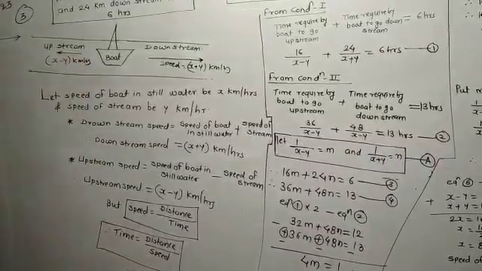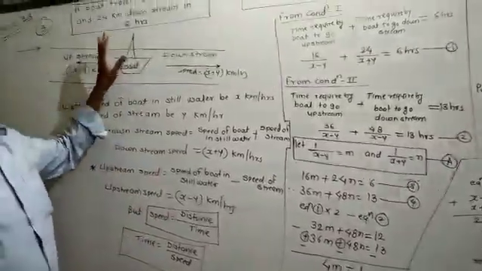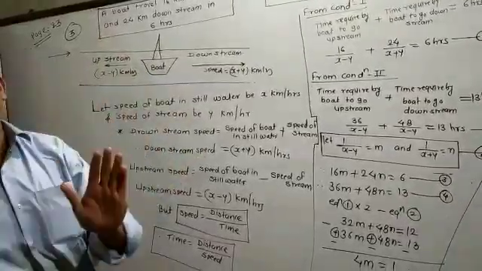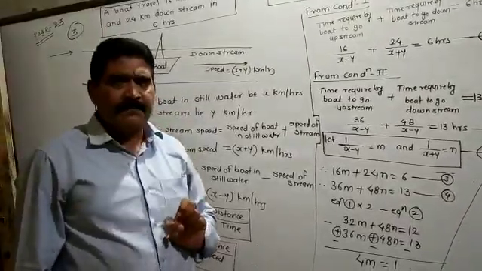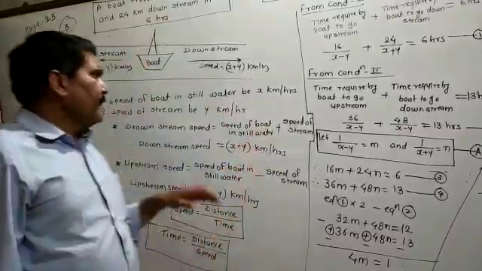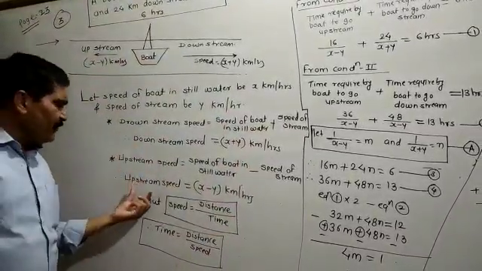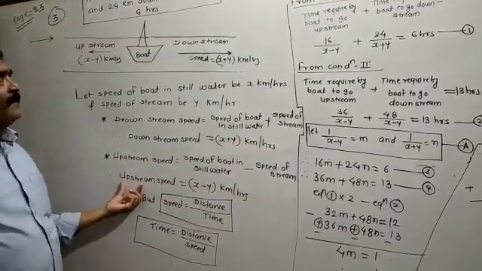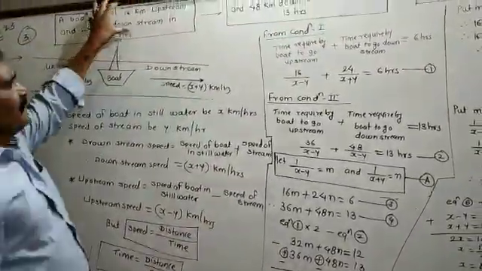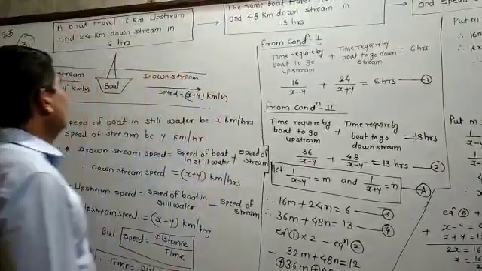First you have to try to understand that in this condition the speed of the boat is every time greater than the speed of the stream. You understand? Then here we got the downstream speed and we got the upstream speed. What conditions are given? This is the first condition, this is the second condition.